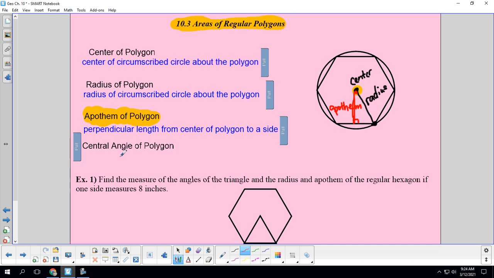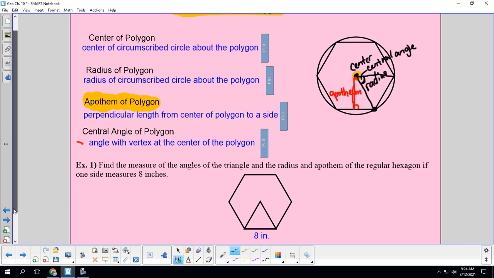And then this guy, central angle. What's the idea of this? It's the angle with the vertex at the center of the polygon. Let me show you how that works here. So from radius to radius, that will be your central angle.